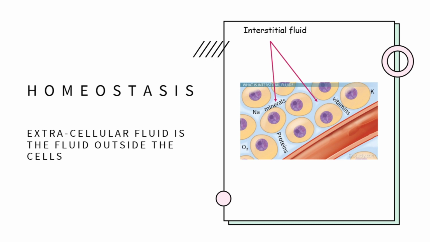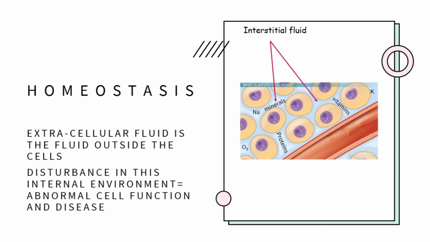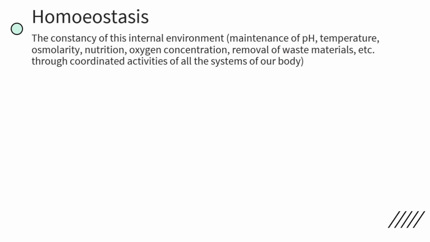This is the environment from where the cells get all their requirements and also discharge their waste products into it. Whenever this internal environment is disturbed, it leads to abnormal cell function and disease. So it is very carefully maintained by the body. Homeostasis means the constancy of this internal environment. There should be proper maintenance of pH, temperature, osmolarity, nutrition, oxygen concentration, removal of waste materials, etc. in this fluid or components of the fluid.